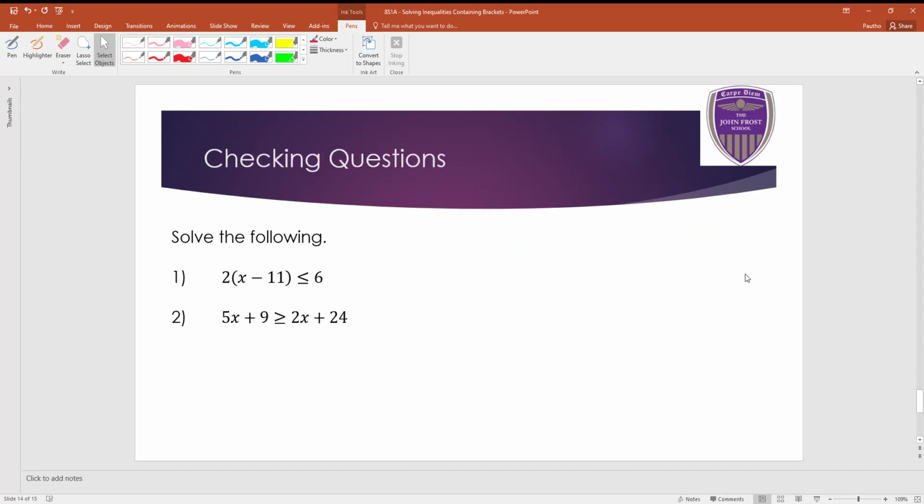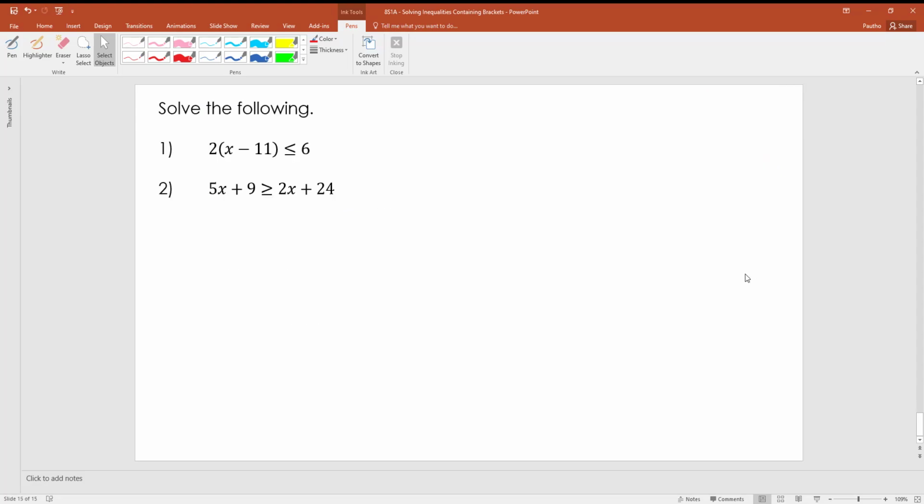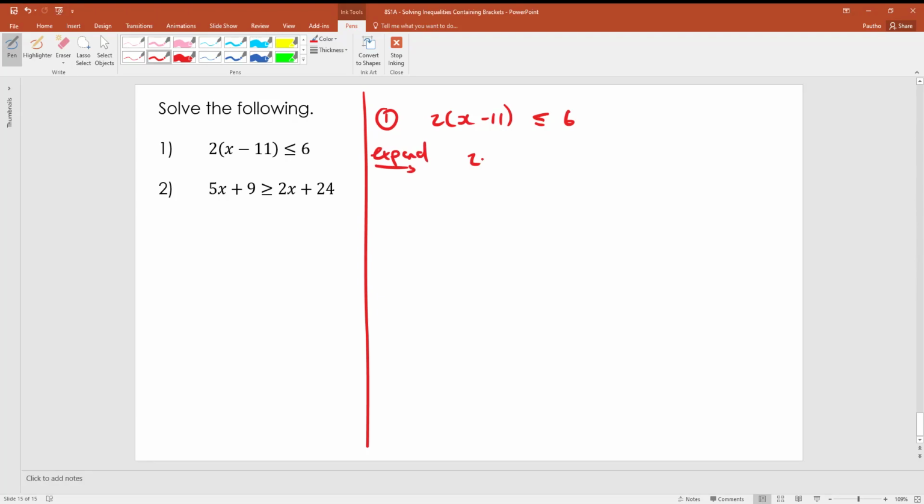And now the checking questions. Pause the video, have a go, come back when you're ready. Okay, so question 1. I'm not going to show my expanding brackets. I'm just going to do it in my head, because by now you should be able to expand brackets, no problem. You're going to get 2x minus 22 is less than or equal to 6.